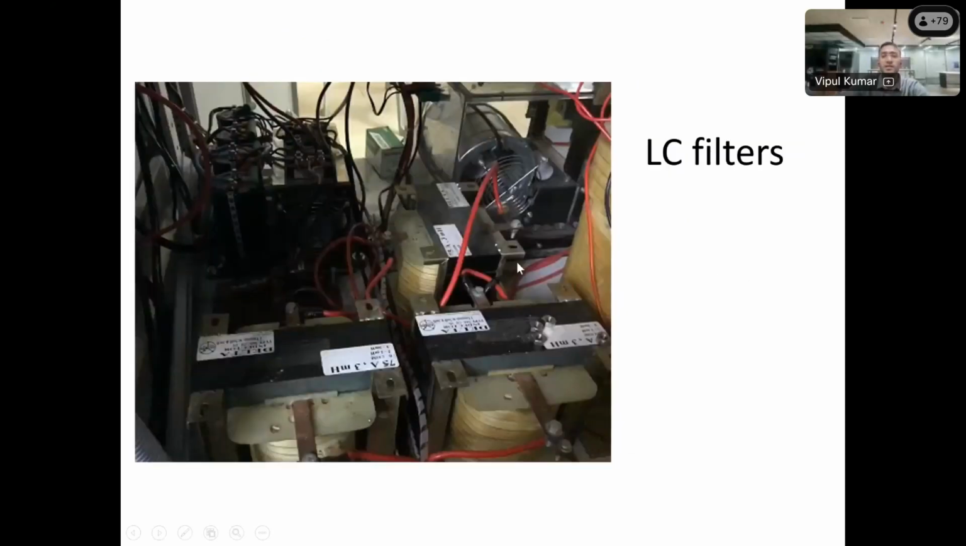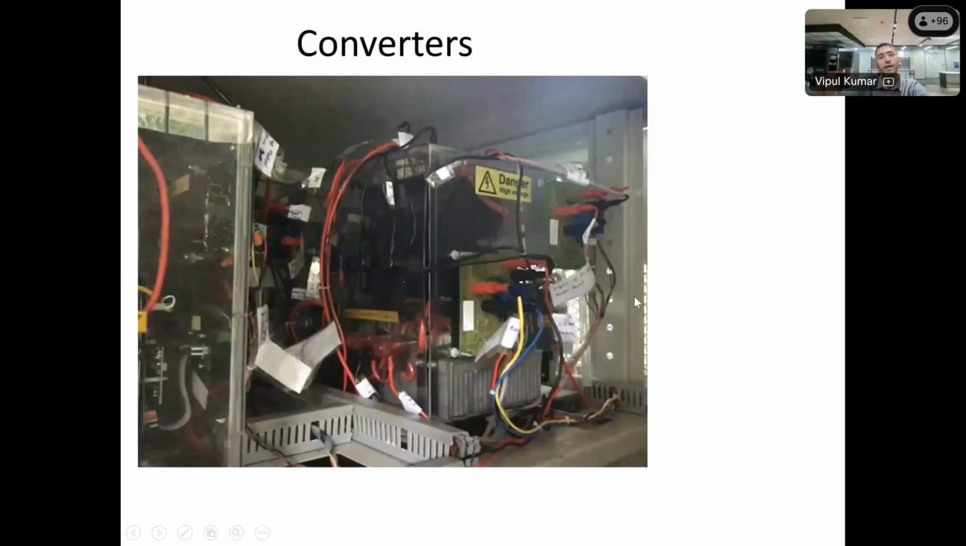And the LC filter, this is the iron core based inductor, and the capacitor may be placed somewhere here. Those are the LC filter. You can see here the rating, 3 millihenry, 75 ampere. You can see the size of this inductor clearly, and the terminals also. It is rated up to 75 ampere.